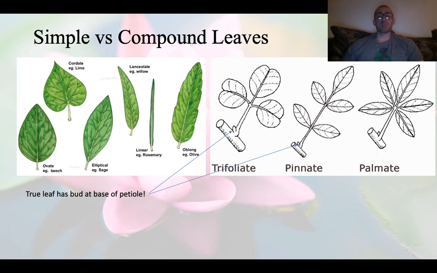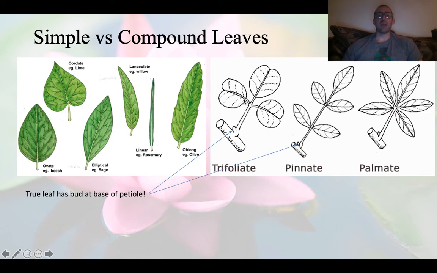Another important distinction of our leaves is that we have simple versus compound leaves. With our simple leaves, there is just one leaf, or there's one body to the leaf. With our compound leaves, our leaves are composed of smaller leaflets. So in a simple leaf, this is just a single leaf. Each of these is a single leaf as well, but you see these leaves are broken up into smaller leaflets.